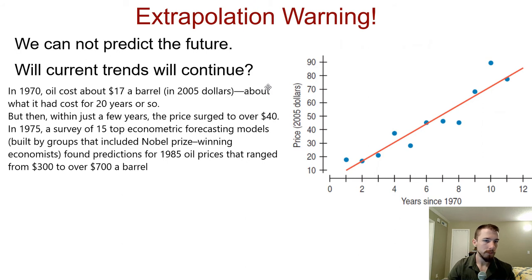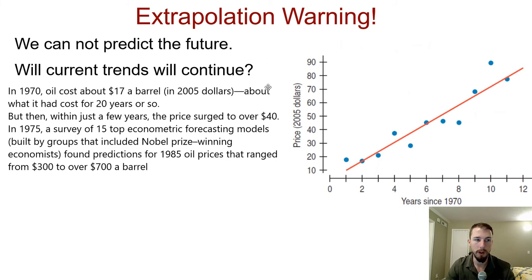So we cannot predict the future. We can really only interpret our model or our graph from the domain that we are given, so the range of x values. No one knows what's going to happen in the future. We don't know if current trends will continue. In stats, we know this to be true, and yet people still get paid millions of dollars to try to predict the future, to tell companies what to expect with the market and stuff like that.